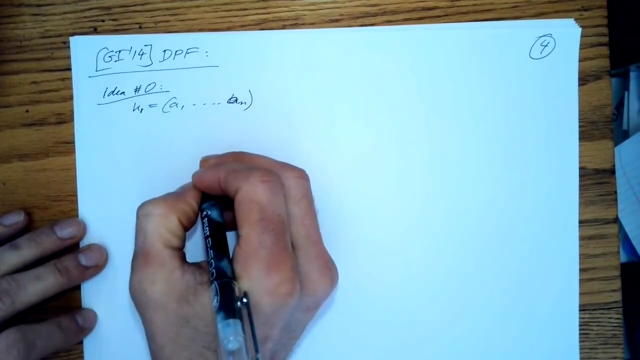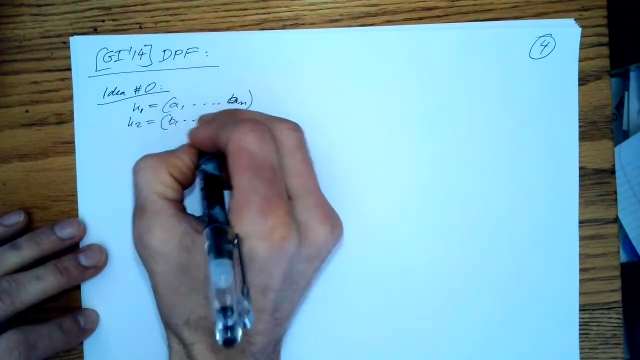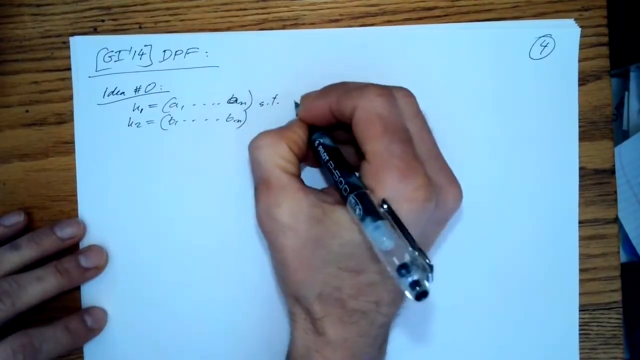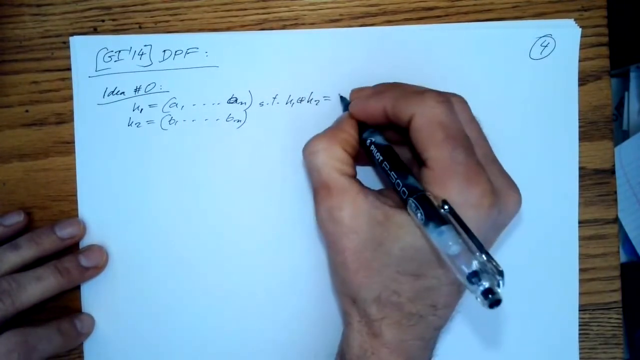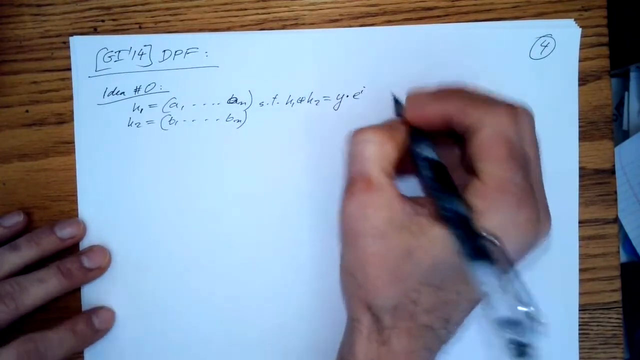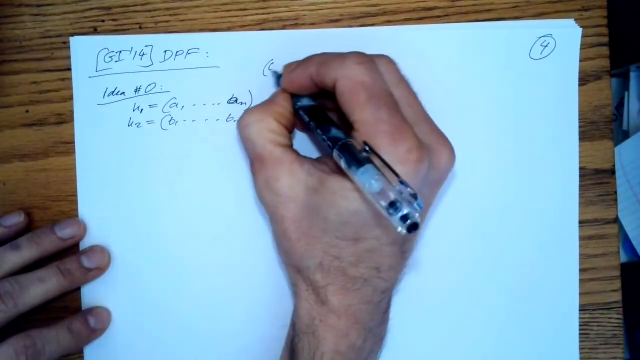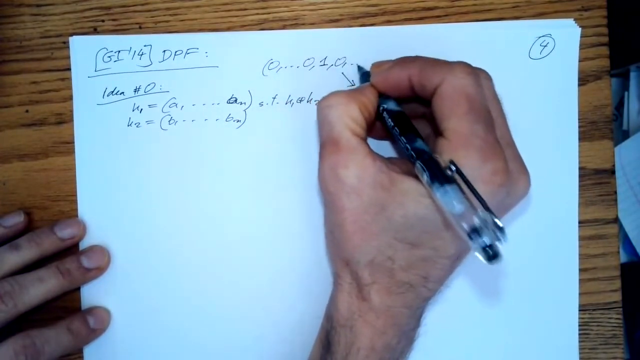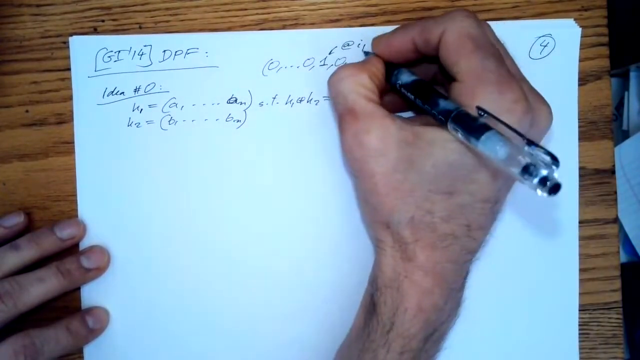n random values, and K2 is also n random values, which secret share the following vector: y times e_i. e_i is the indicator vector. So it's 0 everywhere except for 1 at the ith position.